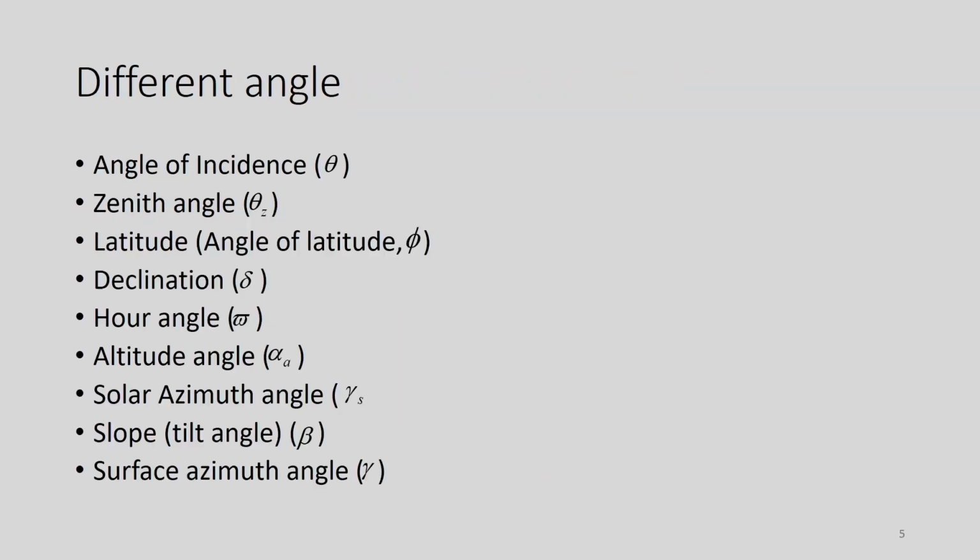Let us see what different angles are present. Angle of incidence, this theta that we have studied in the last slides. This is the IBN, this is the surface, this is the solar radiation, and this angle is theta. For example, here we are considering a horizontal surface. This is the beam radiation falling from the sun and striking the surface which is horizontal, and this is your normal to the horizontal.